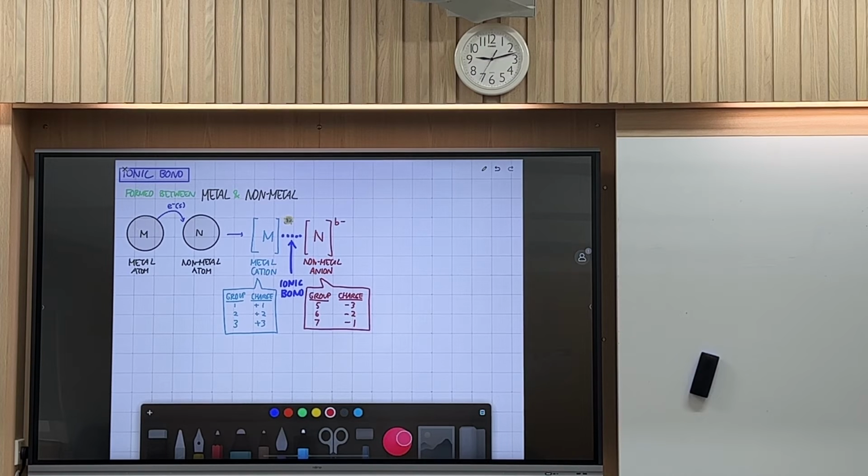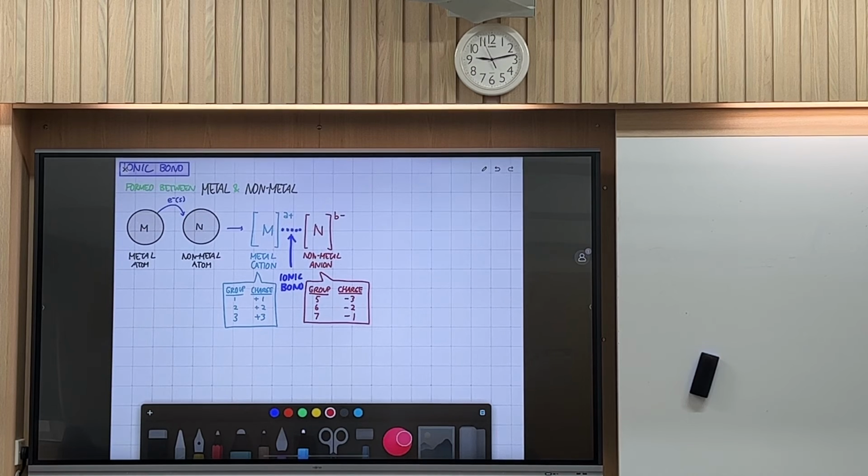So this is why I wrote A+ here. I didn't write a specific number because it depends on which group the metal is from. If you have Na and Cl, Na from group 1, Cl from group 7, then it will be Na+ and Cl-, right? So that is the ionic bond we learned.